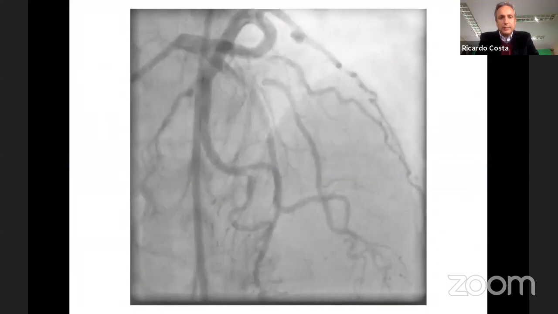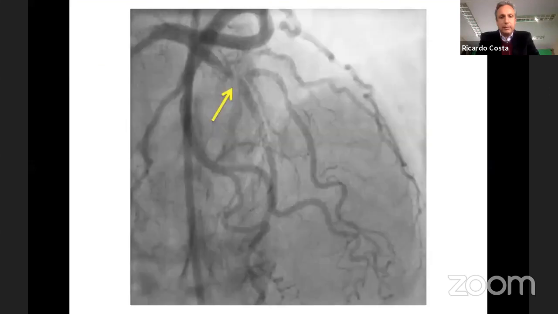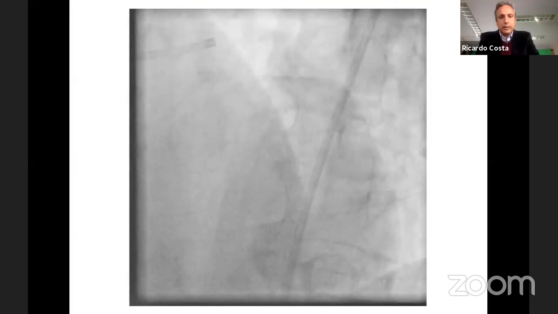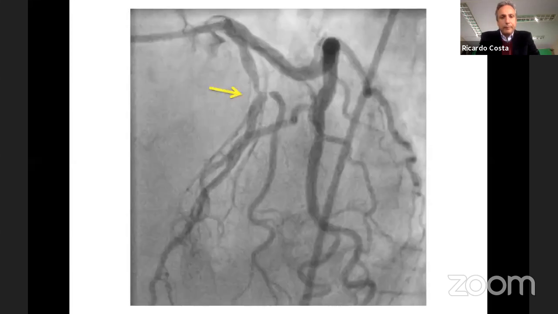So this is a case, subocclusive lesions, LAD in diagonal. Here, as you can see, this is the big diagonal for this patient.